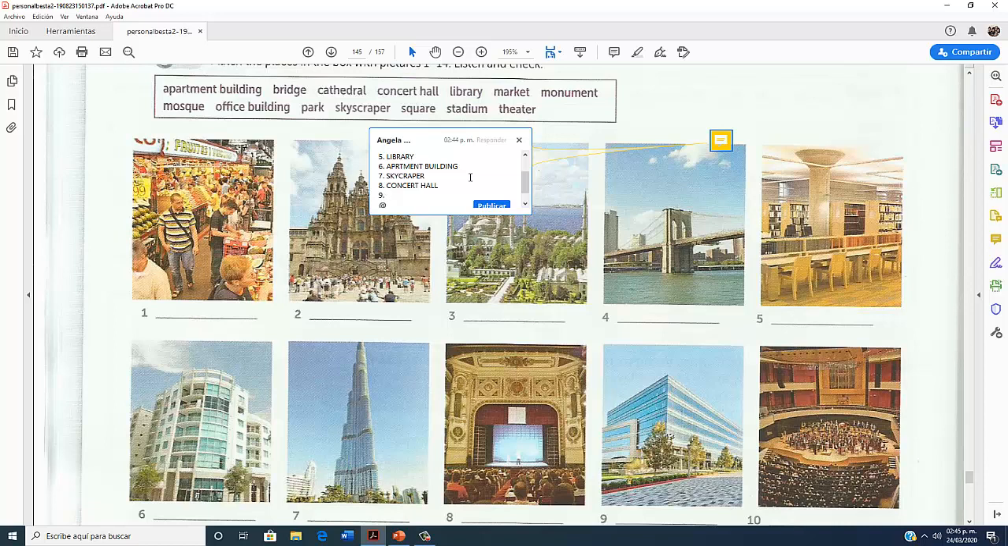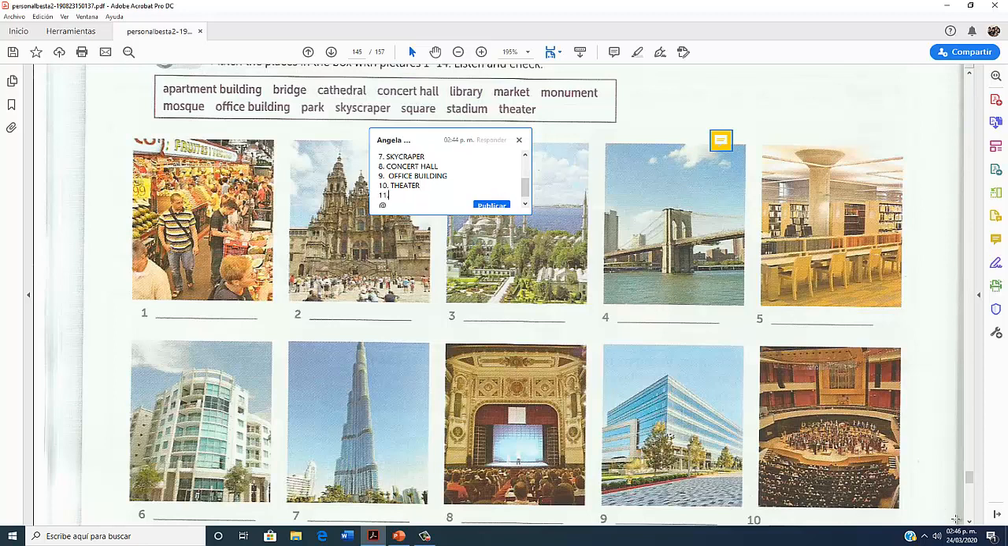Number 9 would be an office building. Yes, office building. Building, like the ones that we have in San Isidro, no? They are office buildings. Number 10 is the theater. Theater. The spelling is incorrect. Theater. 11.